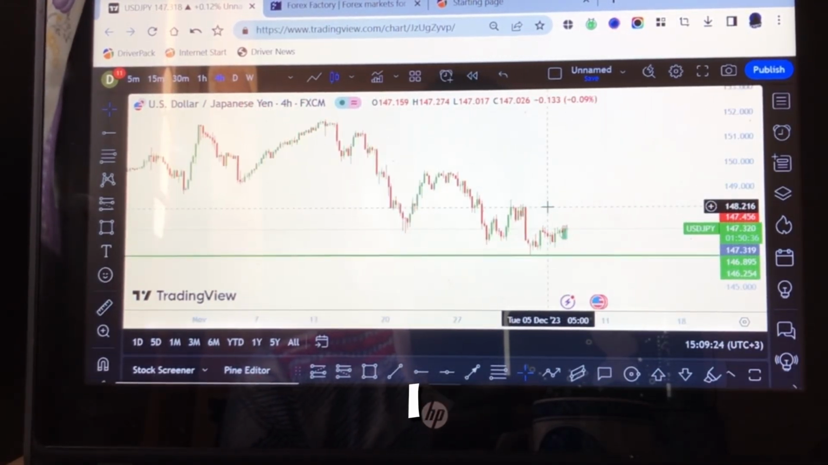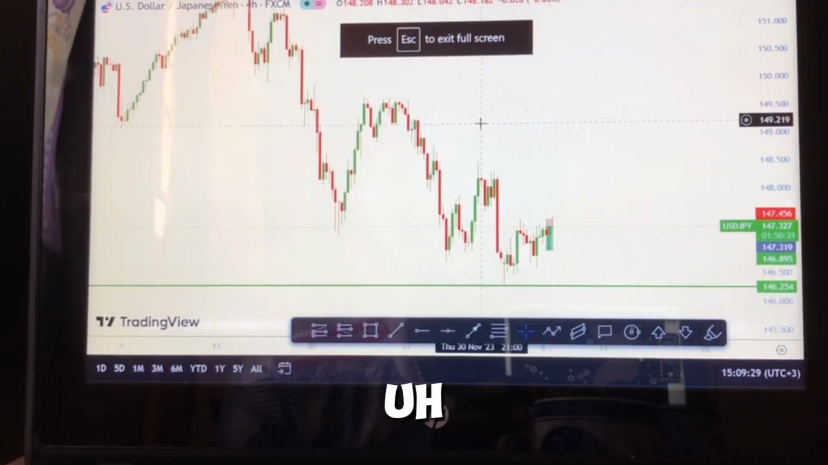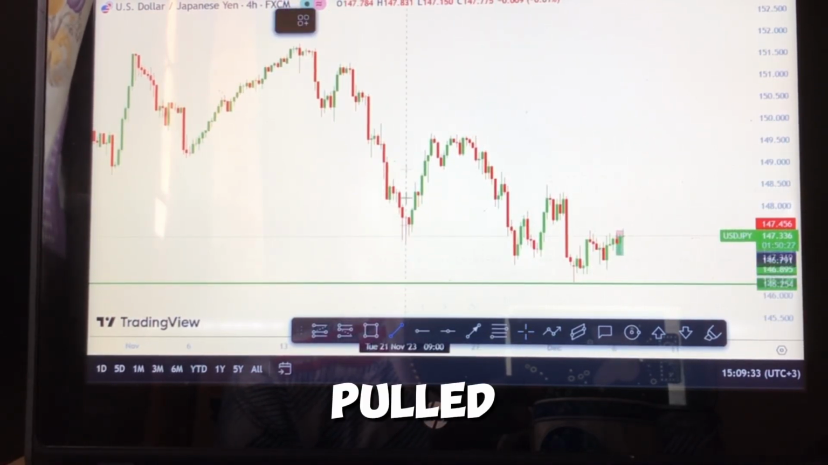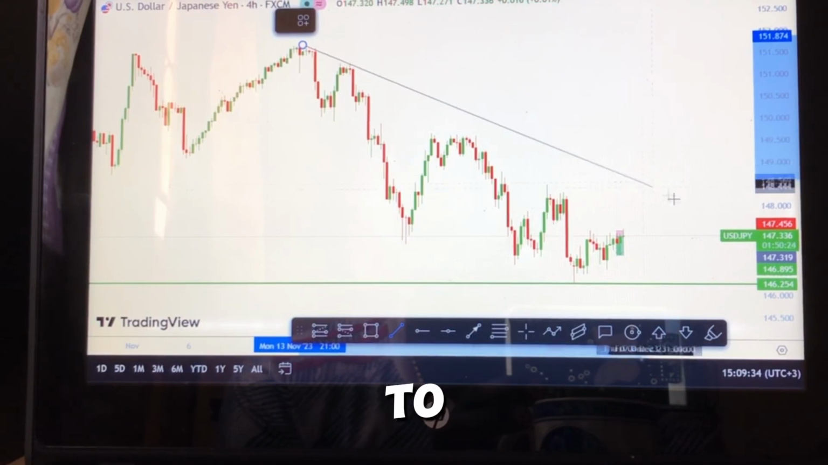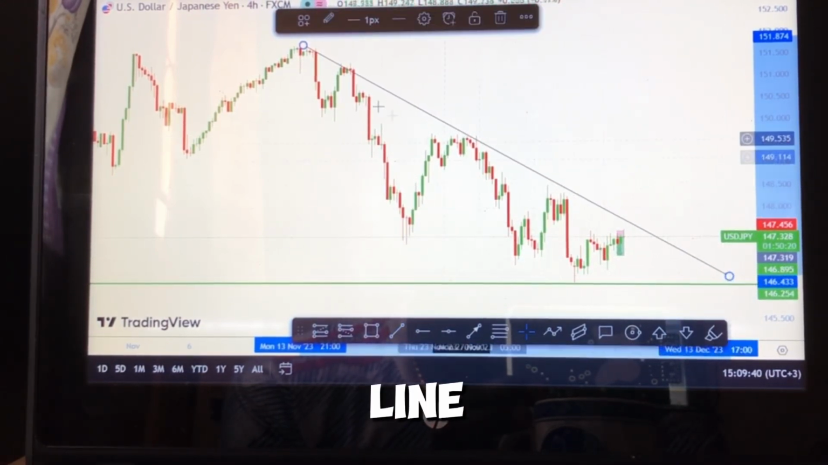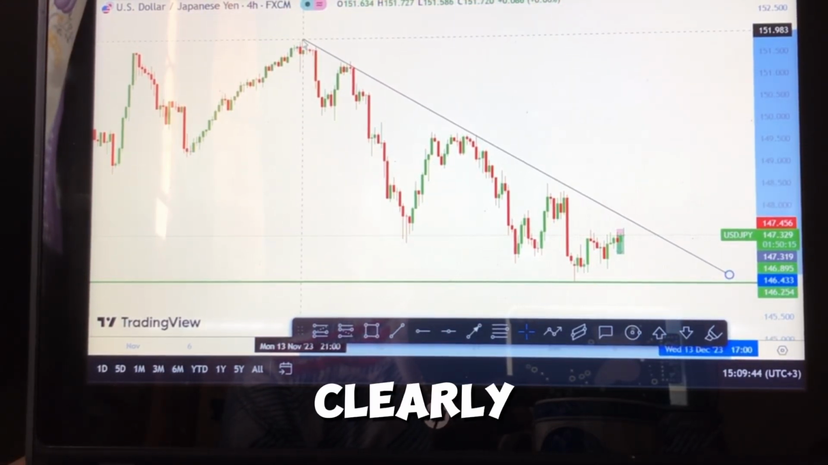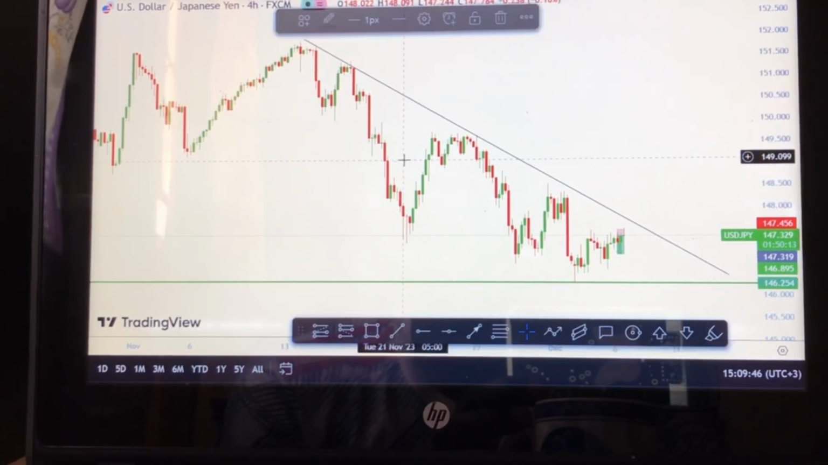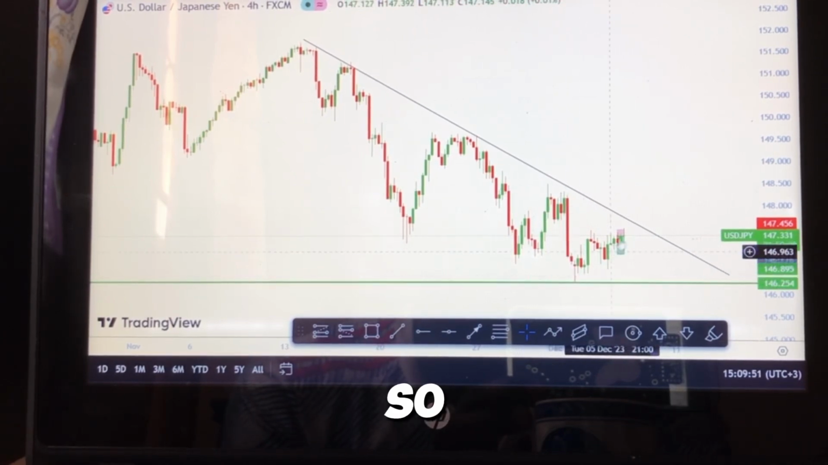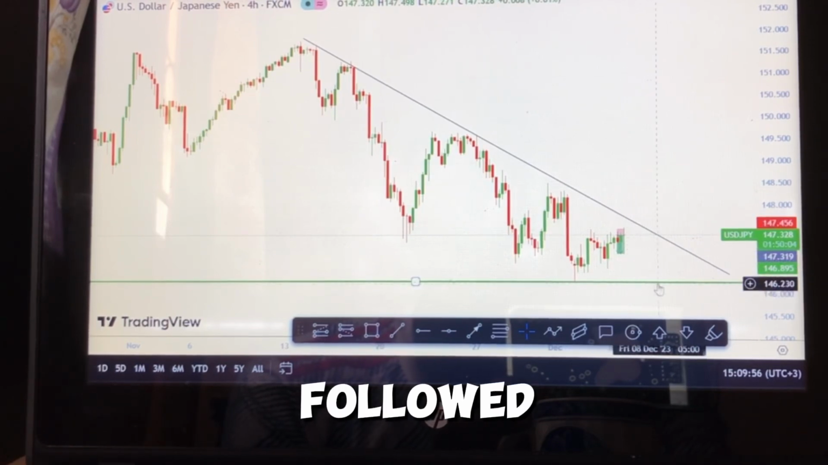I analyzed from the 4-hour time frame. When I came to USDJPY, I pulled out my trend line, and I managed to draw a smooth trend line here like that. That is the first trend line which I did. If you look from here, it's clearly a downtrend, with lower highs and lower lows. There is probably a high here, a lower high followed by a lower low.